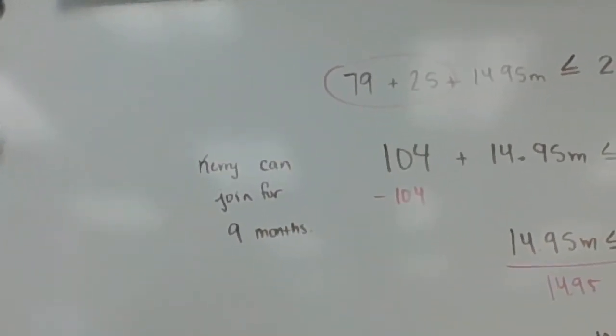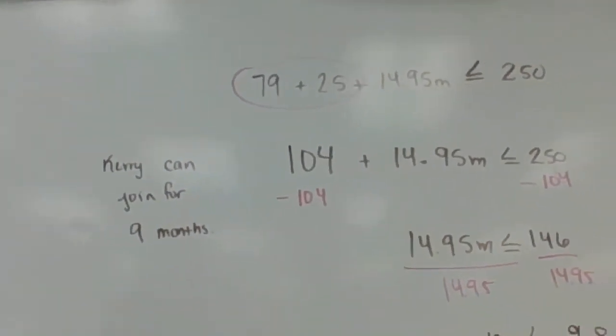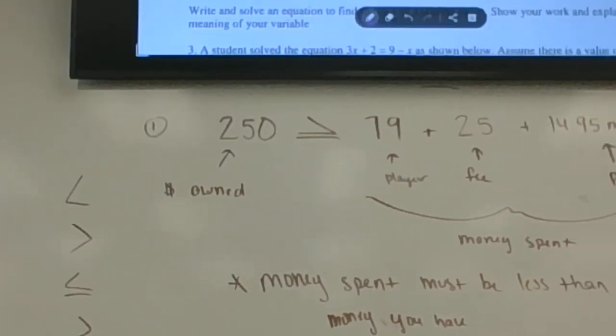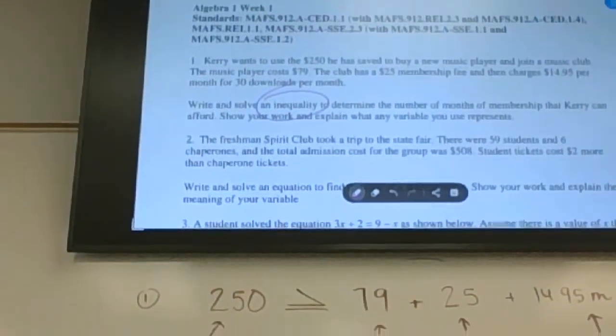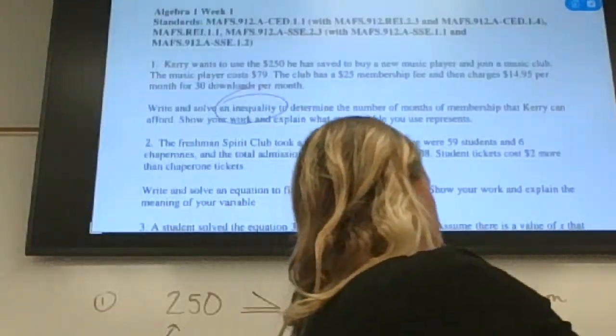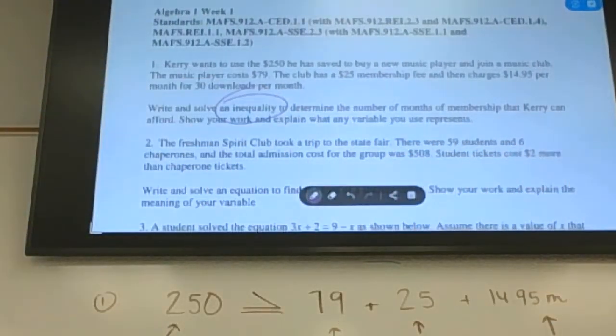All right. The freshman spirit took a trip to the state fair. There were 59 students and 6 chaperones. Gosh, so many questions like this. And the total admission cost for the group was $508. Student tickets cost 2 more than chaperone tickets. Write and solve an equation to find the cost of student tickets.